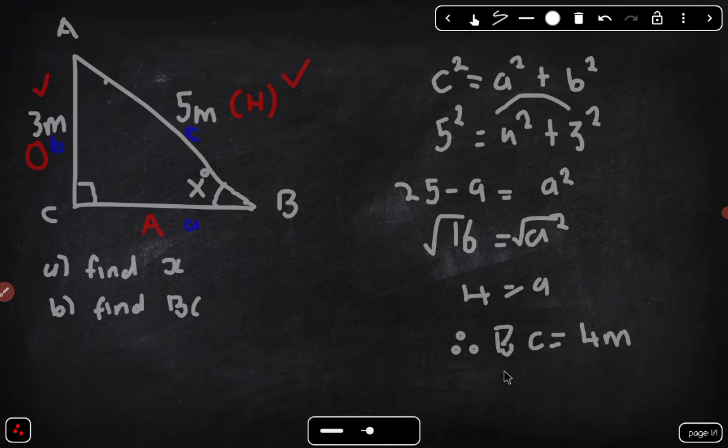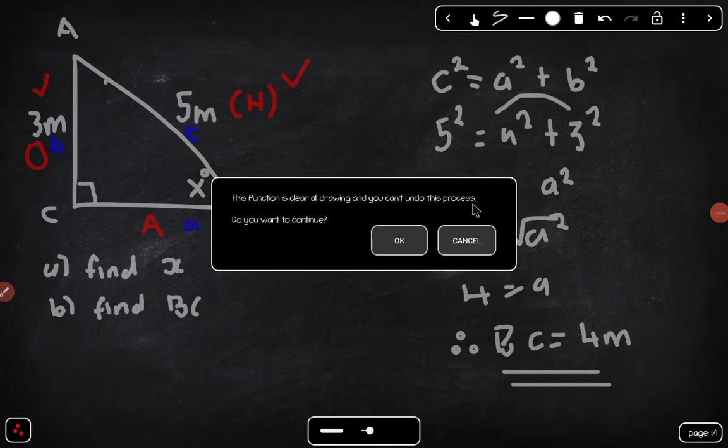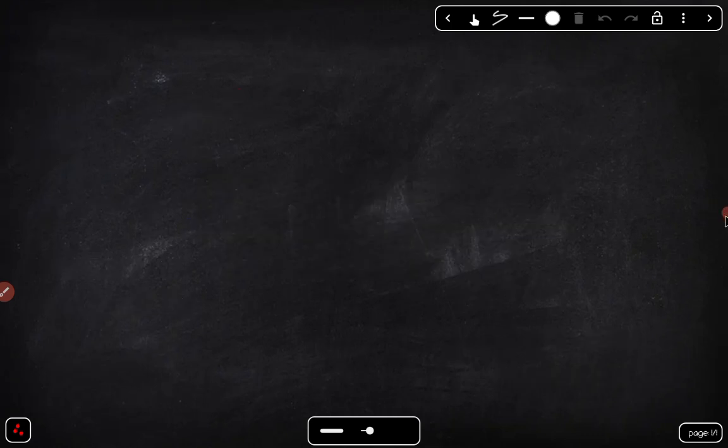So like I said, you can use both the trigonometric ratios as well as the Pythagoras theorem to answer questions that come like this. Right, so I have one more last example.